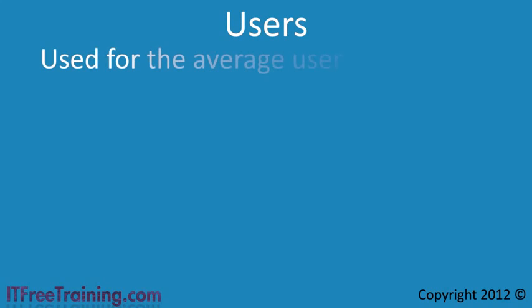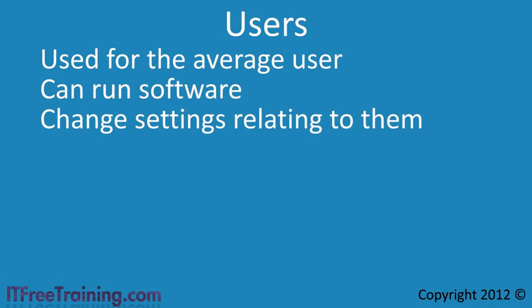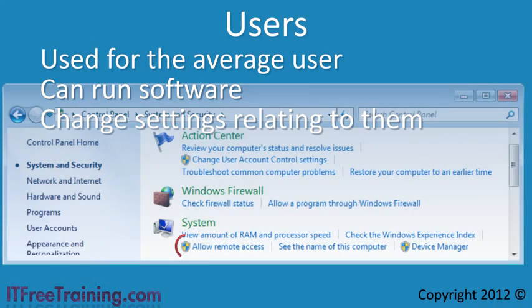The next group is the Users group. The Users group is designed for the average user. When you create a new local user, they are automatically put into this group. This group allows the user to run software and change settings relating to them. Some system settings they will be able to change, while others will require additional access. When you open the Control Panel, you will see a shield icon next to certain tasks. These tasks require administrator access. Microsoft has done a lot of work to try and give the Users group all the rights and permissions that the average user would need without giving them too much power.